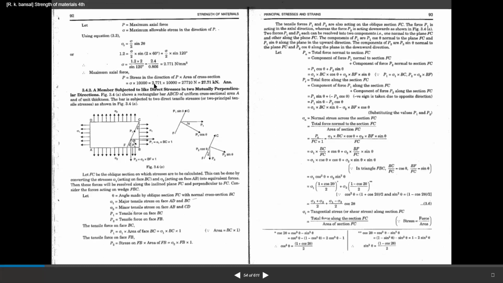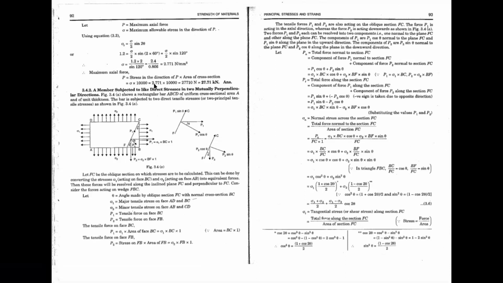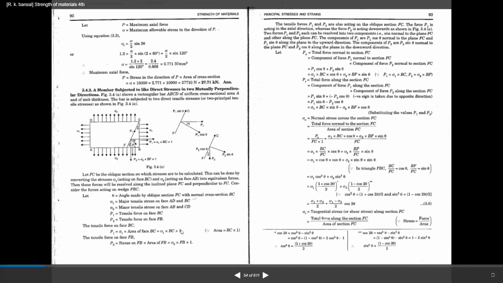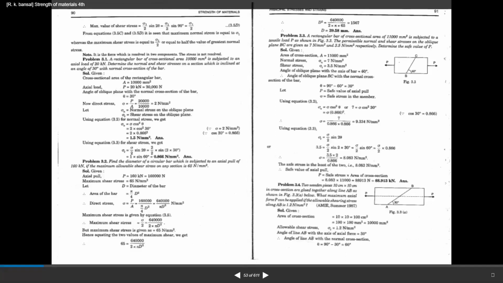This is the calculation process to calculate the axial load or axial force. I will explain again. The cross-sectional dimensions of the member: two wooden pieces, with cross-section dimensions 10 centimeters by 10 centimeters.